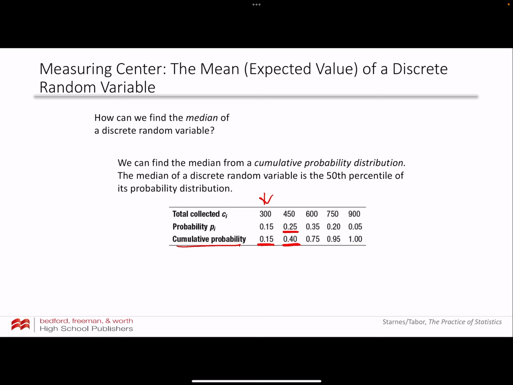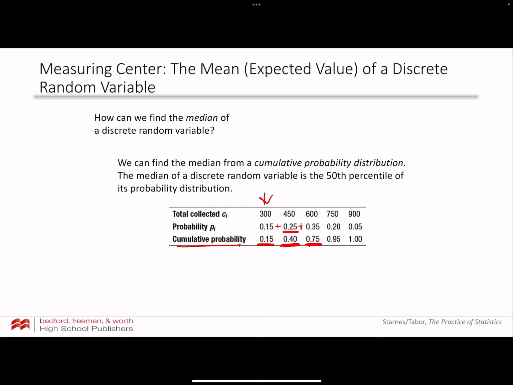So if I add 15 plus 25%, you're at the 40th percentile when you're collecting $450. Well, then $600, I collect 35% of the time. So if I add 15 plus 25 plus 35, I'm at 75%. So I want the 50th percentile.